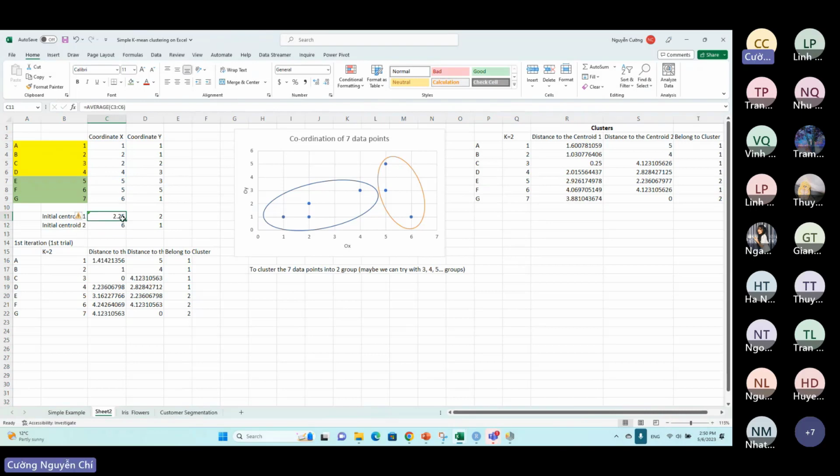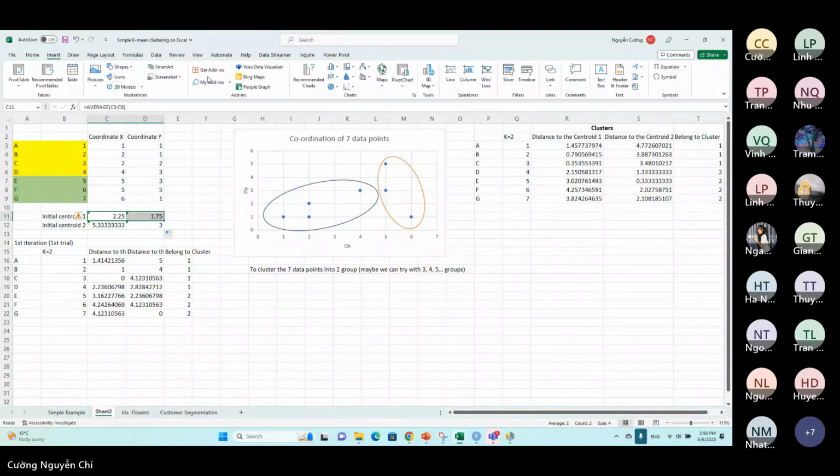And it changed, the same with the coordinate of y. The other one, centroid 2, the average would be of these data points from E, F, and G. And they can apply the same with this one. Okay, so now centroid number 1 will be 2.25 and 1.71.